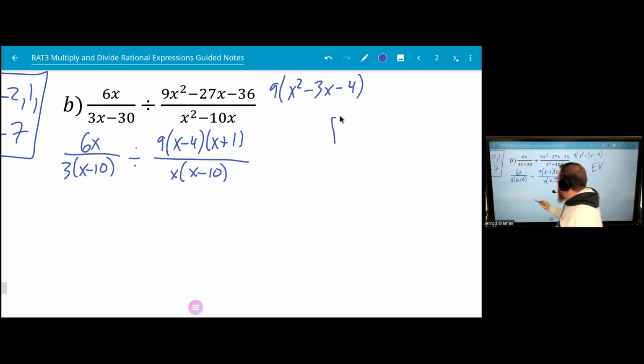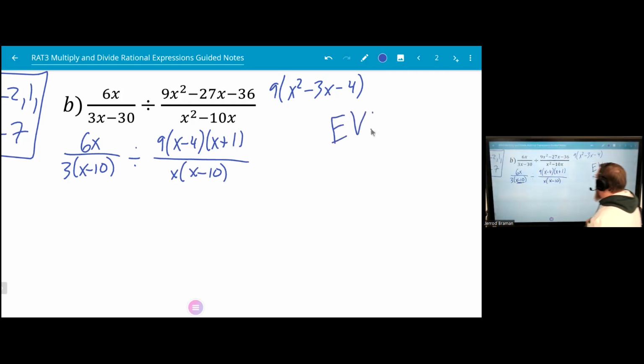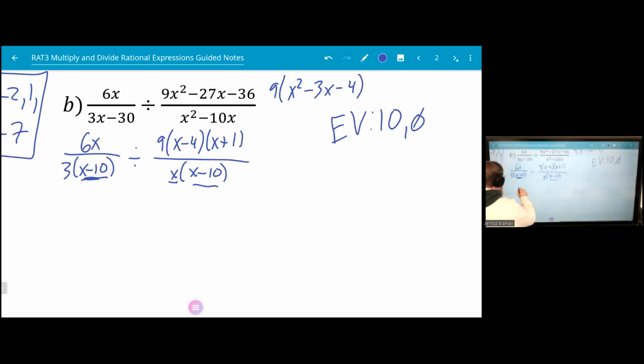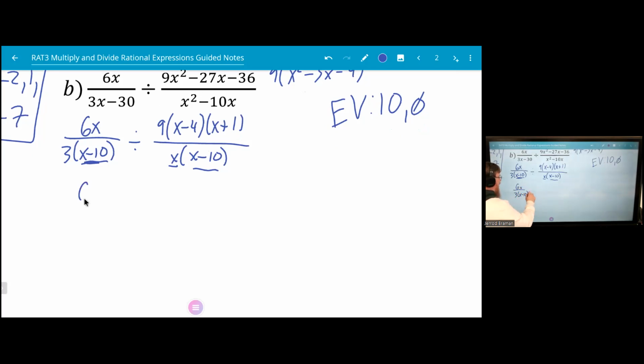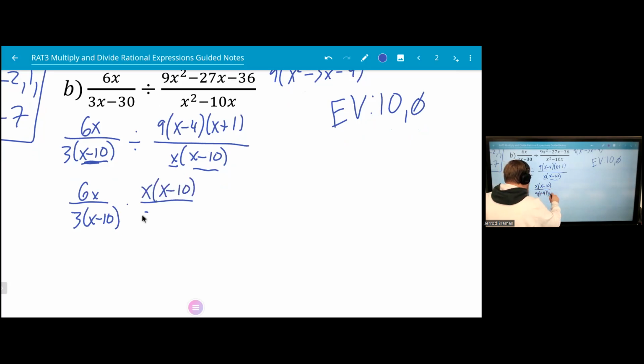I got some excluded values. I get 10 from there. I get 0 from right there. And I get 10 again. I don't have to write that. We've already written that, right? But now instead of dividing, I need to multiply by the reciprocal. So this now becomes 6x divided by 3 times x minus 10. This one doesn't change. But this one we flip. We take the reciprocal. X times x minus 10 over 9 times x minus 4 times x plus 1.